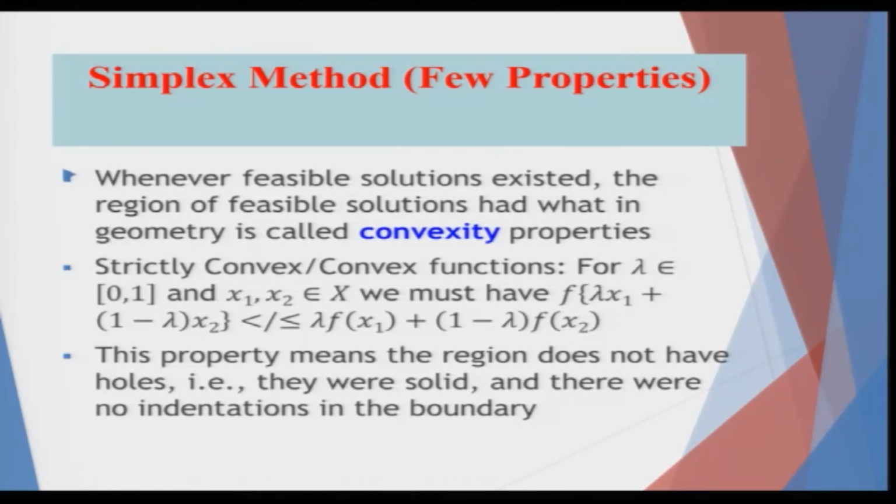So, this property means the region does not have any holes, such that when you join 2 points in that convex region, the set of points on the straight line joining them would always fall inside that region. I will give you a diagrammatic representation for that. Again, strictly convex and concave functions are conceptual from simple mathematics, but I will show how they look. This property means that the region is solid and there are no indentations in the boundary, which will also be made clear.